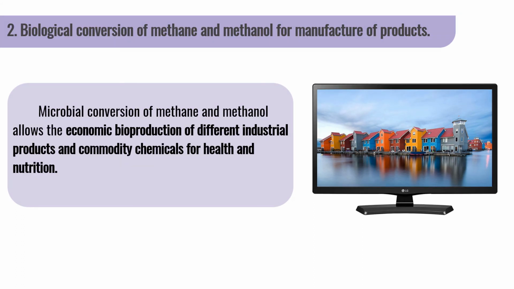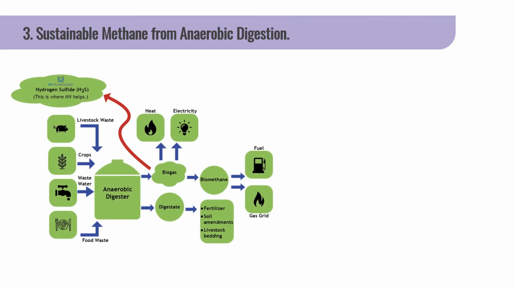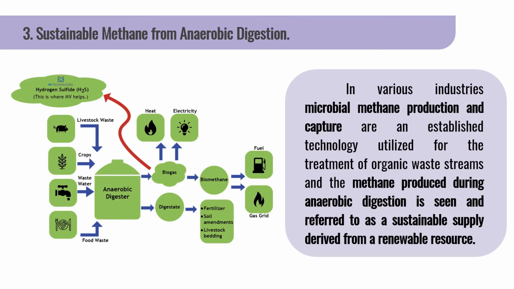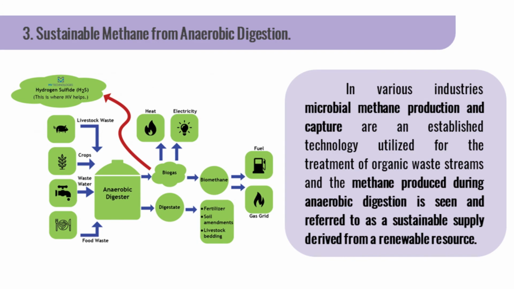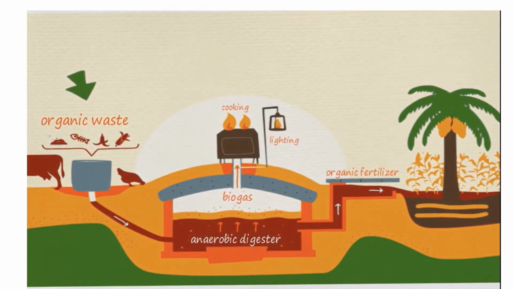Lastly, according to Abbasi and his co-authors in 2012, in various industries such as wastewater treatment, brewing, and agricultural and livestock residue, microbial methane production and capture are an established technology utilized for the treatment of organic waste streams, and the methane produced during anaerobic digestion is seen and referred to as a sustainable supply derived from a renewable source. Methanotrophs can also be used in biogas production.